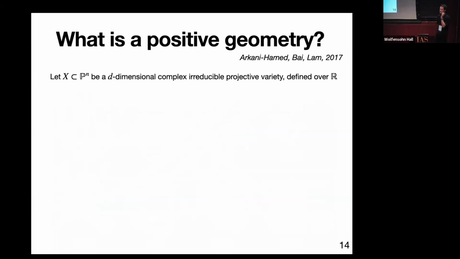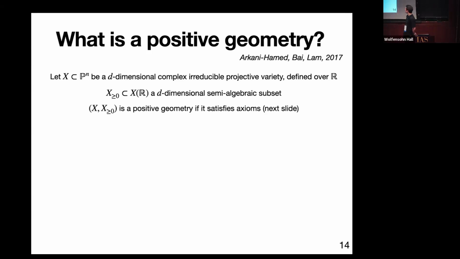So I'll tell you again what a positive geometry is, according to this 2017 paper. I'm going to fix a d-dimensional complex irreducible projective variety called X, and I want it to be defined over R. Inside of its real points, I pick a d-dimensional semi-algebraic subset. In particular, I'm asking that X has enough real points. As we've seen yesterday, the tuple X, X greater than or equals 0 is a positive geometry if it satisfies some axioms.